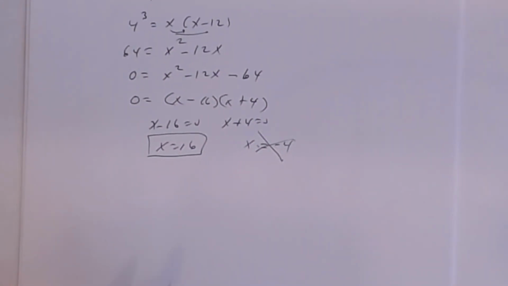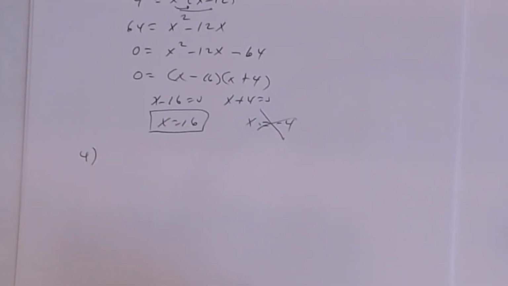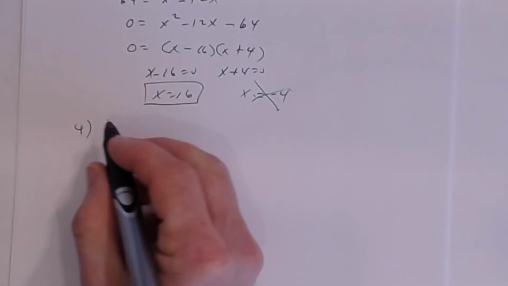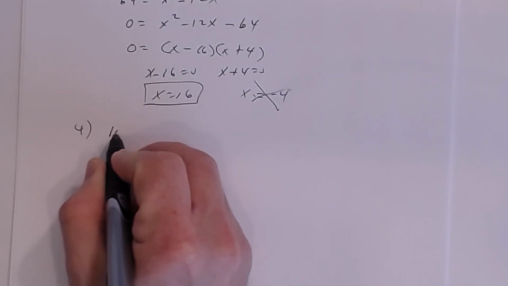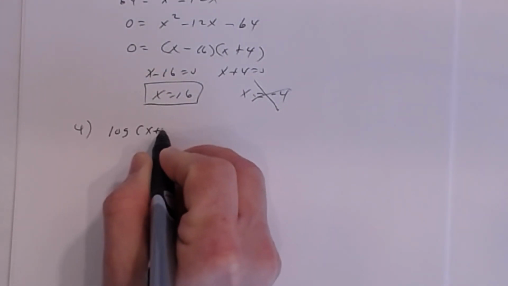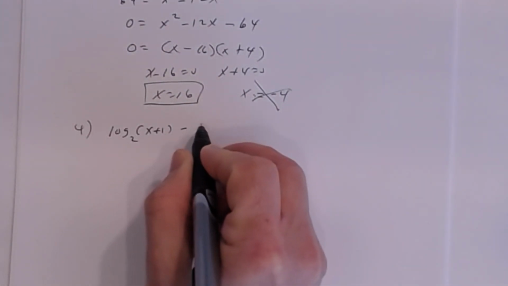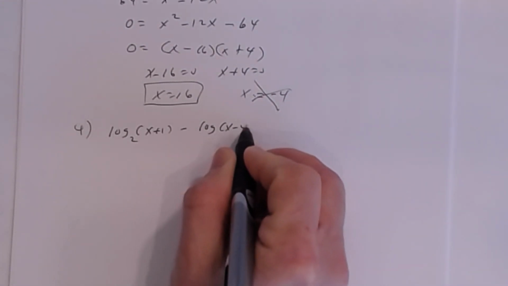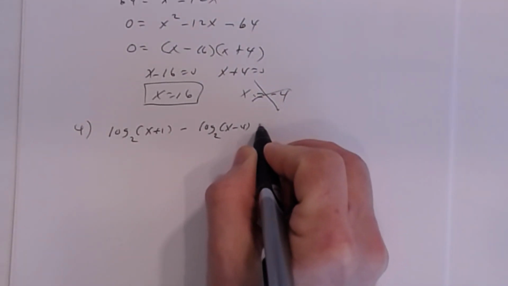All right, let's look at another. So this is going to be number 4. So it's not that difficult. It's just using your properties. All right, number 4, let's do a subtraction. So let's look at this one. We have the log of x plus 1 base 2 minus the log of x minus 4 base 2 equals 3.